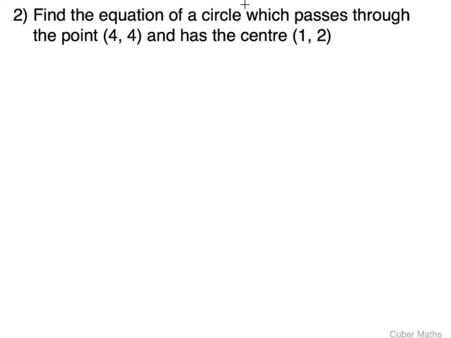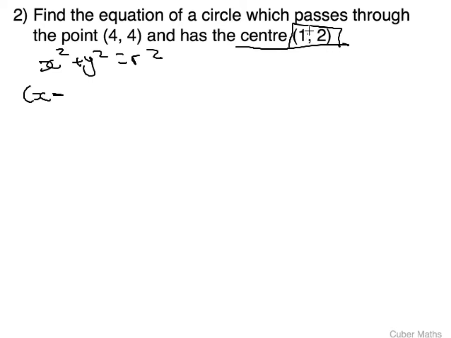Here we have our second problem. It says find the equation of a circle which passes through the point 4, 4 and has the centre 1, 2. So just like before, if we write out the standard equation, we've got x squared plus y squared equals r squared. But this time, the centre has values that aren't 0, 0. It's 1, 2. So if we start just like before, we're going to have open brackets x, take away the given x value, which is 1.